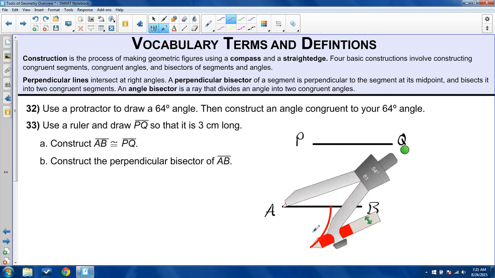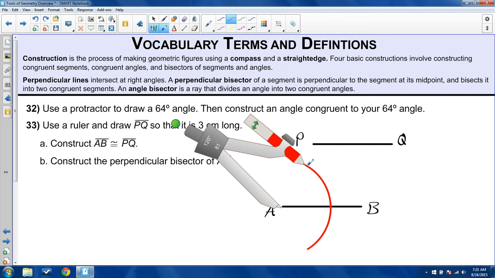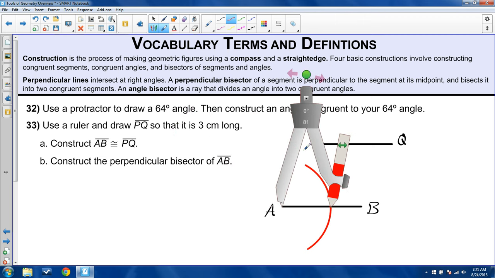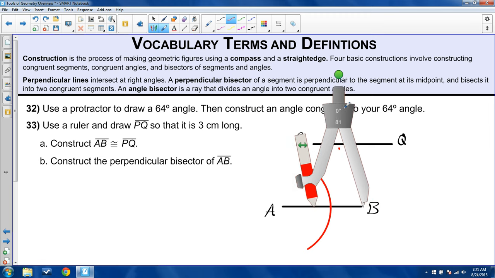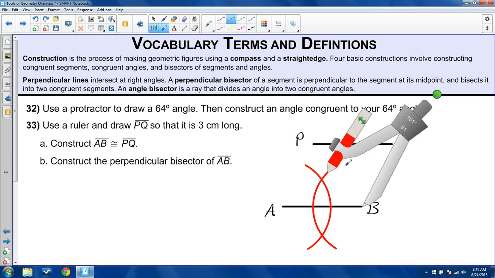We're going to do it high and low enough so that we know it's passing the midpoint above and below it, like so. Now what I'm going to do is reverse my compass, place it on the other endpoint right there with the same width, and then construct another arc just like that, so I get 2 points of intersection.